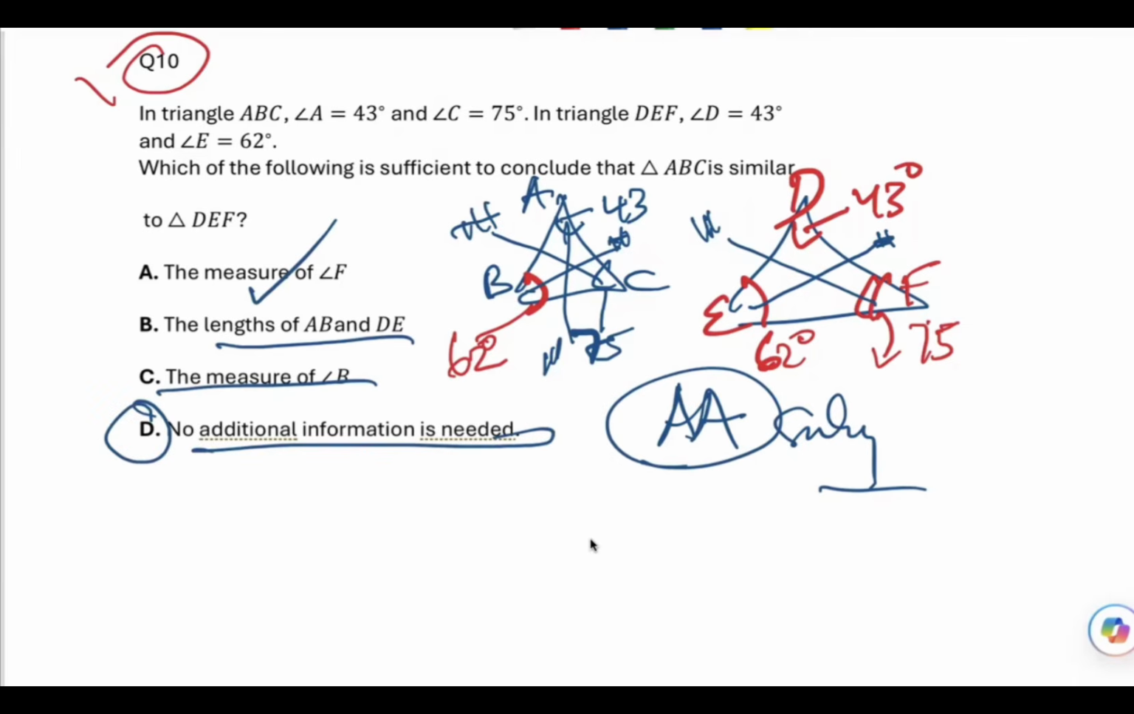If you answer this question, no congruent and similarity question will beat you.